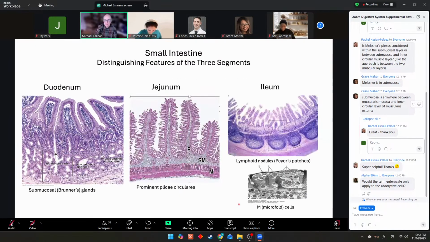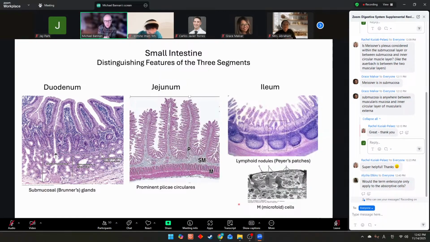So when we get a sample from the small intestine, there are three segments of the small intestine: from proximal to distal, duodenum, jejunum, and ileum. Each of the three segments has distinctive features histologically. So let's just go over some of those quickly.